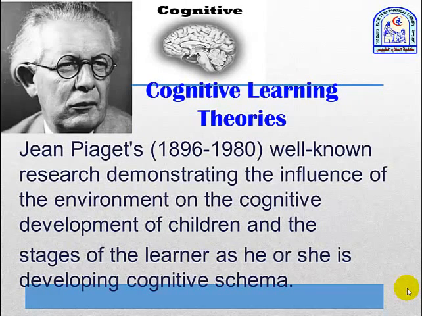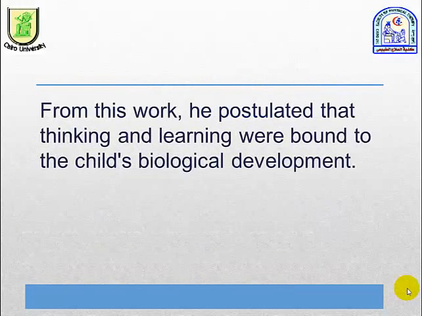Now we jump to another theory, cognitive learning theory. Jean Piaget, from 1896 up to 1980, a well-known researcher, demonstrated the influence of environment on the cognitive development of children. Which children? His own children. And the stage of the learner as he or she is developing cognitive schema. From this work of Piaget, he postulated that thinking and learning were bound to the child's biological development.